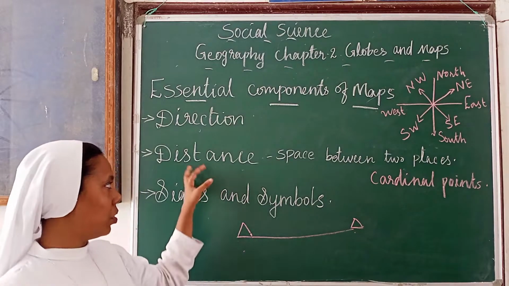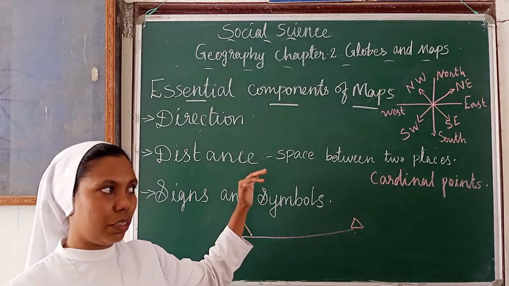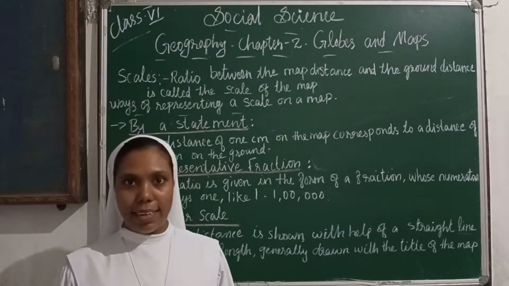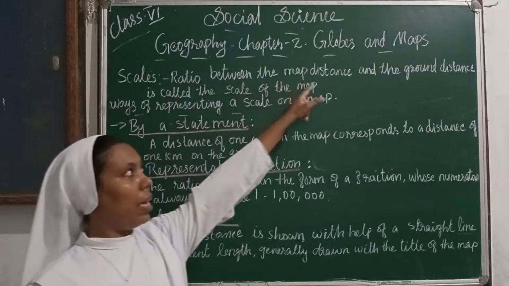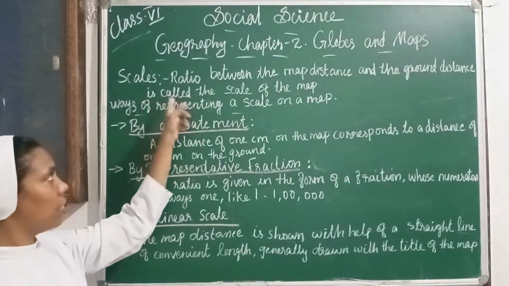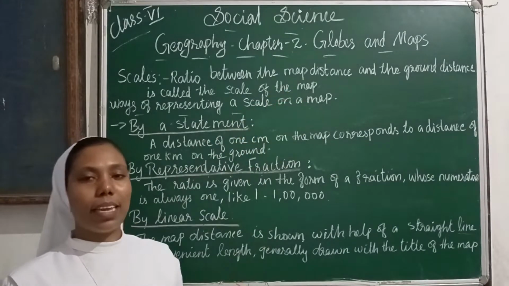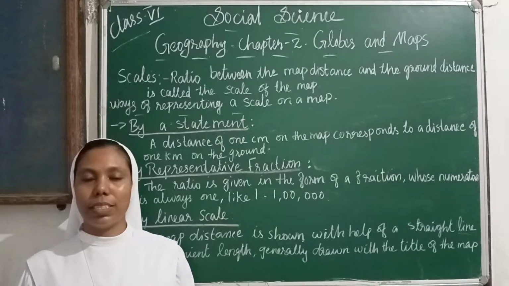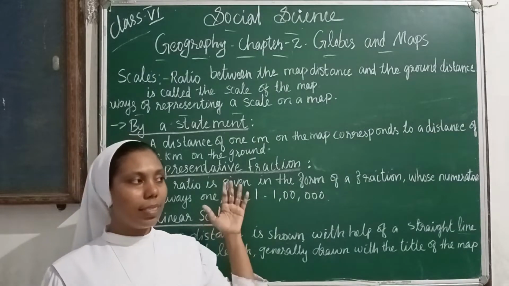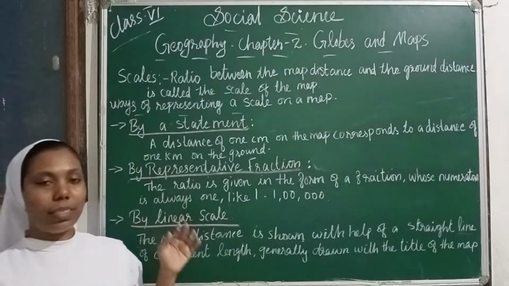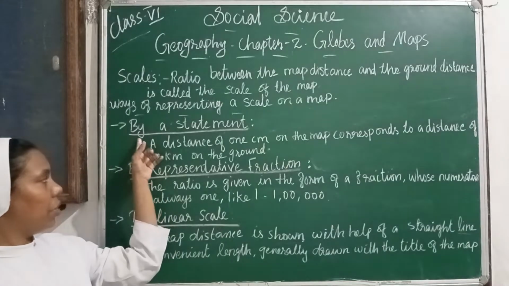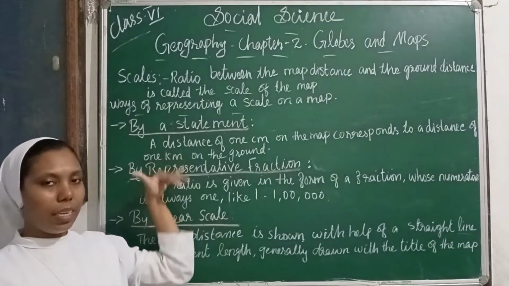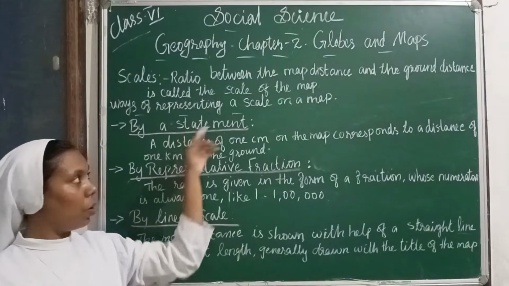When we are measuring the distance, we use the scale. Next we can see what the scale is. Scale: the ratio between the map distance and the ground distance is called the scale of the map. There are many ways of representing scale on a map: by a statement, by representative fraction, and by linear scale.